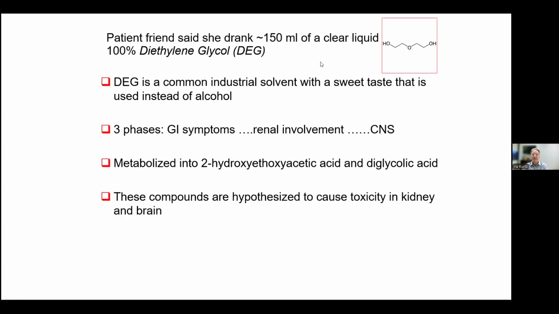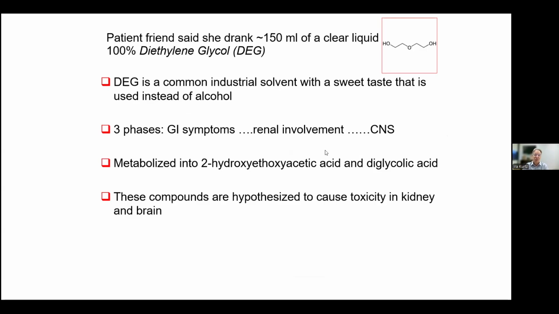And this is what you get in diethylene glycol. This is a perfect case. It can't be anything else. This is what you see in someone who ingested diethylene glycol. And the patient's friend said she drank 150 mils of clear liquid and it was containing diethylene glycol. It's a common industrial solvent. It has a very sweet taste, and it's used to dissolve compounds instead of alcohol.